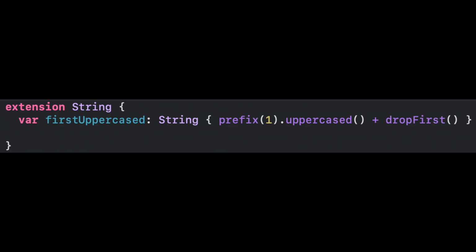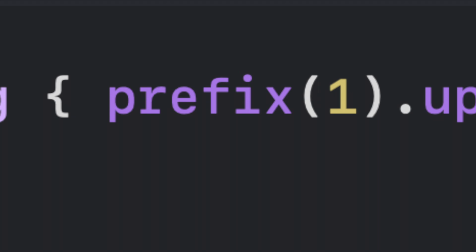So I wrote the following extension of the string class, which allowed me to process a sentence, and this was expressed as a computed property which I could then call. And now to explain the role of each function. First, the function prefix with the argument of 1.